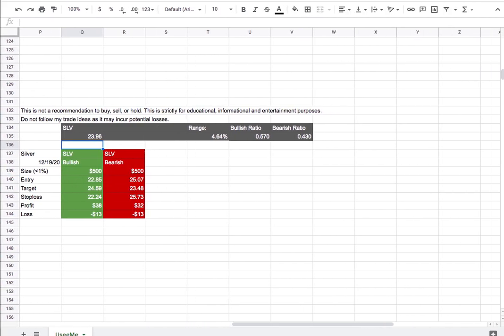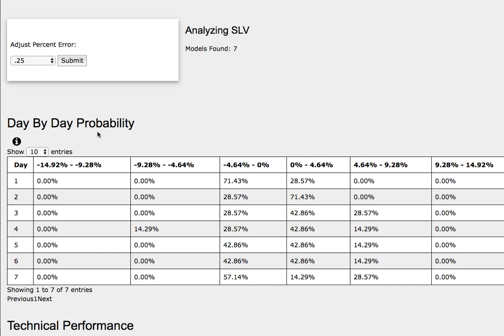So how did I develop these trade ideas? It all comes from the day-by-day probability model, which is available in the link below, so do check it out. As we progress to the 5th day or week of trading, we have a 43% chance for silver to climb between 0 to 4.6%, and a 14% chance to climb between 4.6% to 9.3%. As for downside, we have a 43% chance to fall between 0 to negative 4.6%.